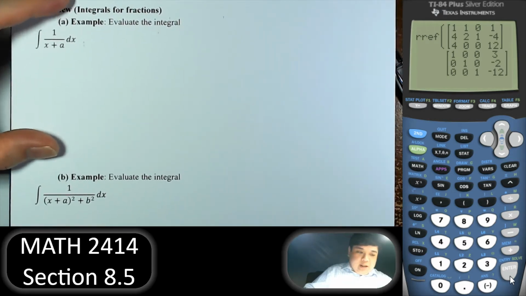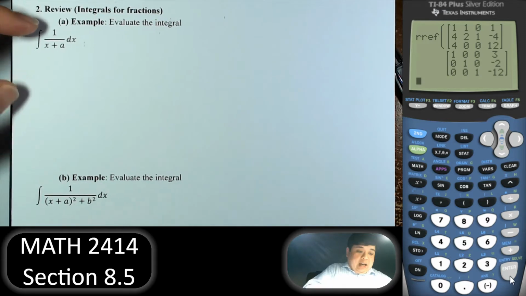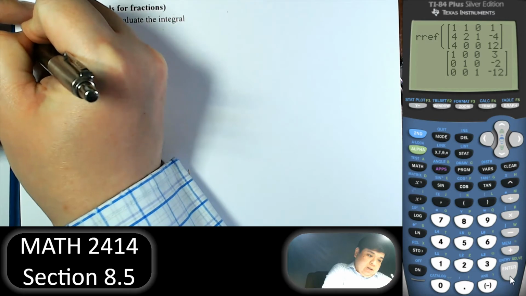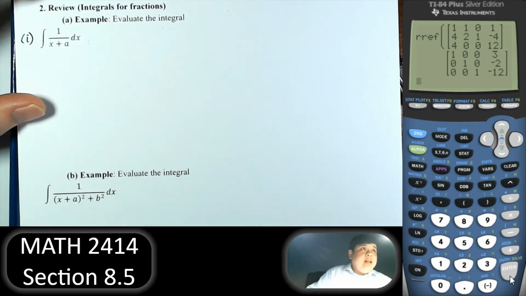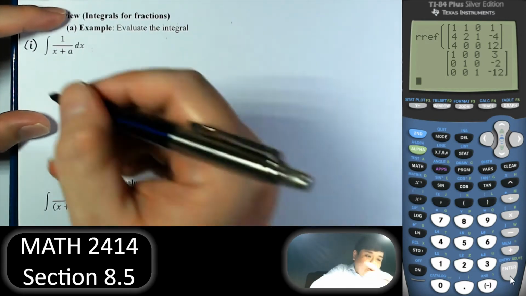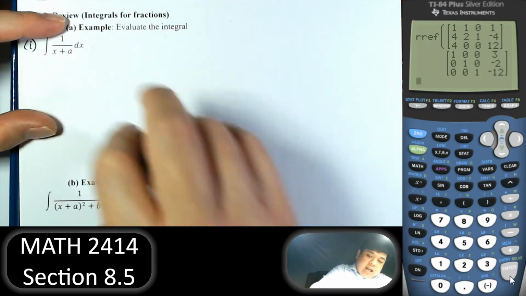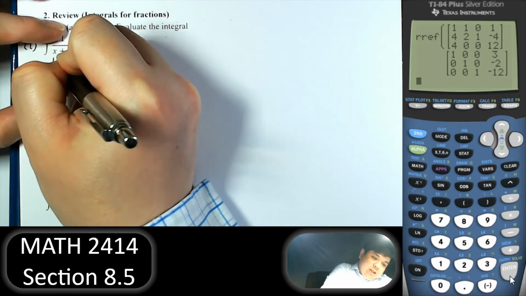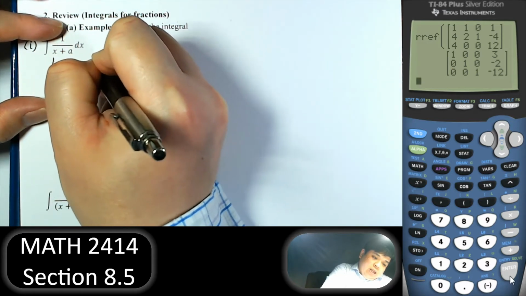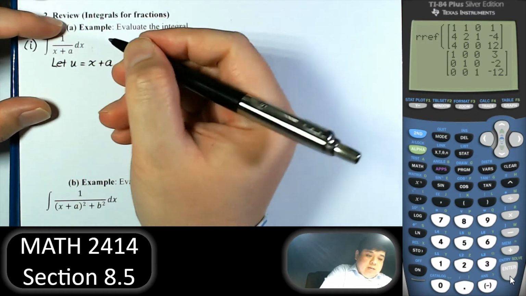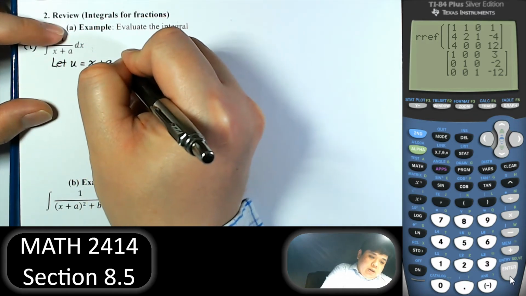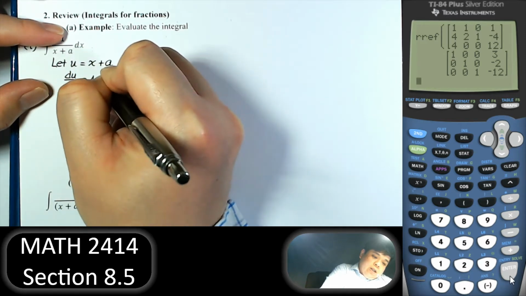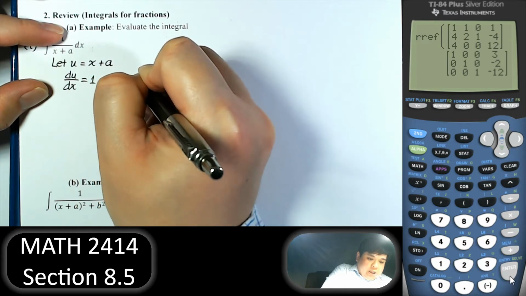Right, so by the way, I think I left something in the note. So this is the first example where we have that. Now this is a very simple substitution. I will let u equal x plus a, and then we go from there. So u equals x plus a. So du over dx is 1. So du is equal to dx.